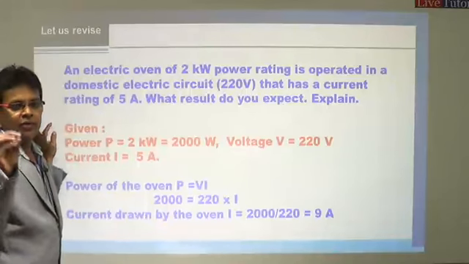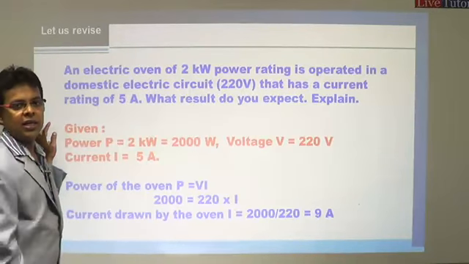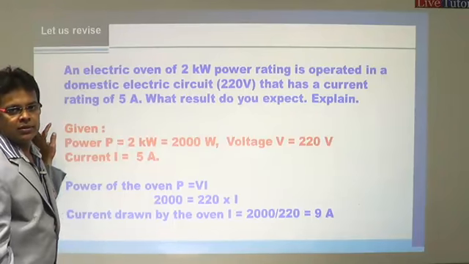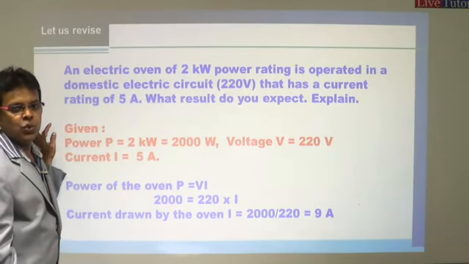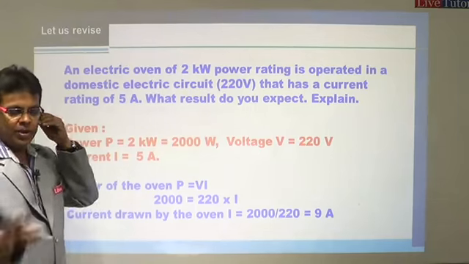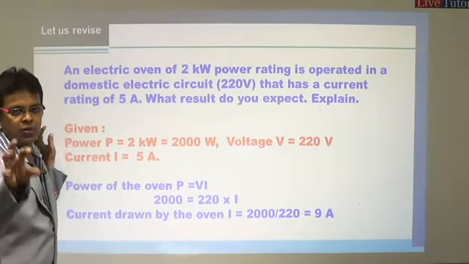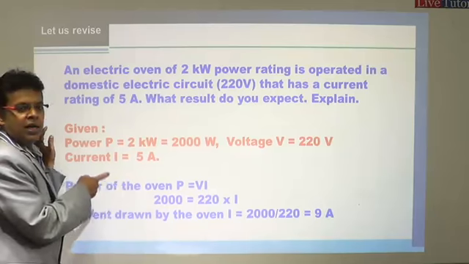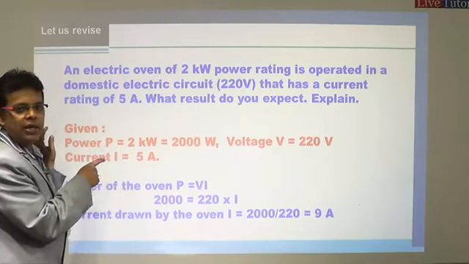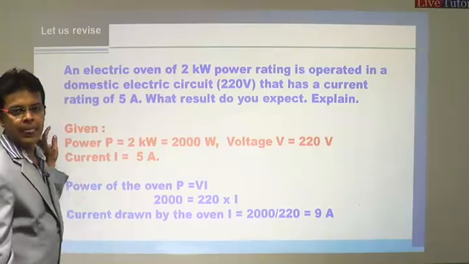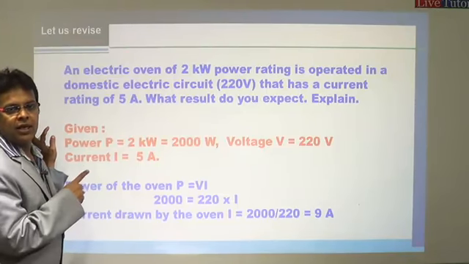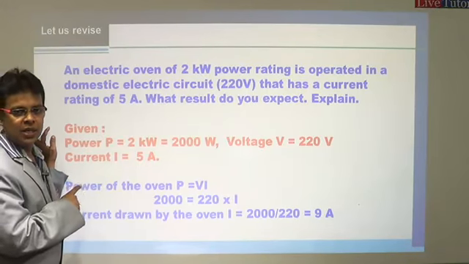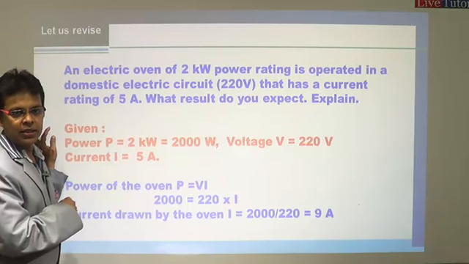So they are asking, if you are using a high rated electric oven with a 2 kilowatt power supply, the power of the electric oven, that is my oven, is 2 kilowatt, 2000 watts. If you are using this, you tell me whether it is a low rated power circuit or high rated power circuit. They say that the oven is connected to the circuit. Is that circuit power high rated or low rated? High power rated or low power rated?